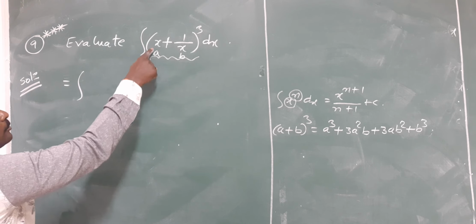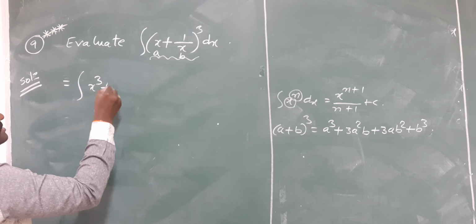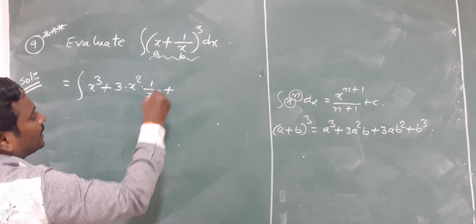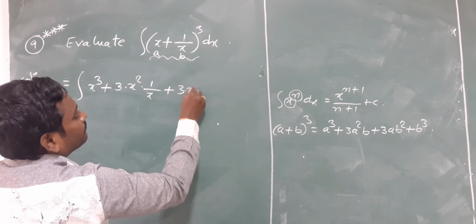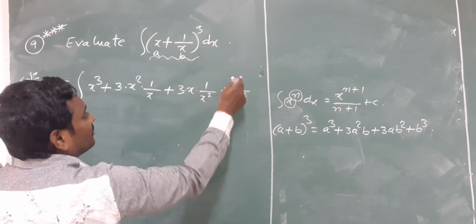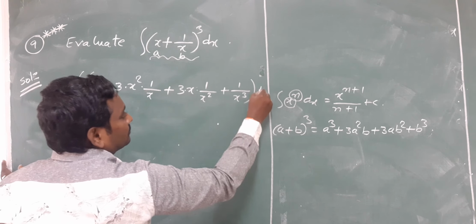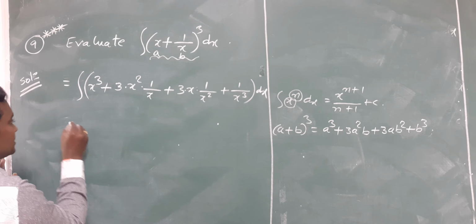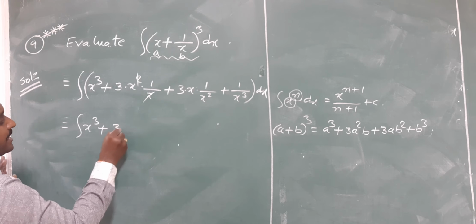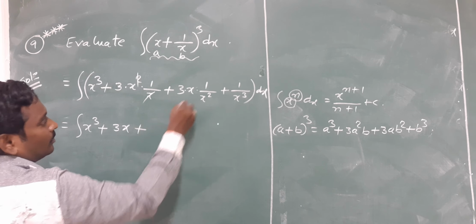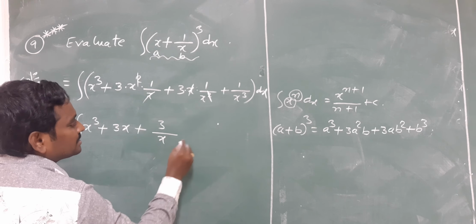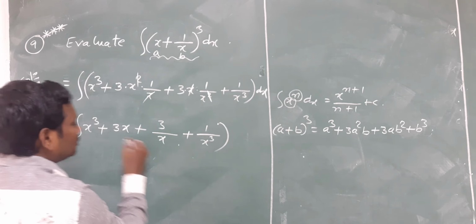The integral of a cube is x cube, plus 3a square b, which is 3 x square into 1 by x, plus 3ab square, plus b cube, which is (1 by x) whole cube, that is 1 by x cube, whole dx. Now simplify the terms inside the integration. x cube, plus, the x gets cancelled, the remaining term is only 3x, plus, x getting cancelled in the denominator, the remaining term in this part is 3 into 1 by x, plus the last term 1 by x cube, whole dx.